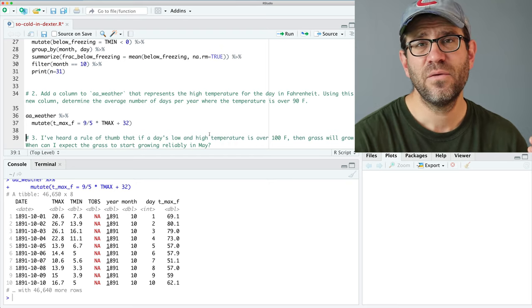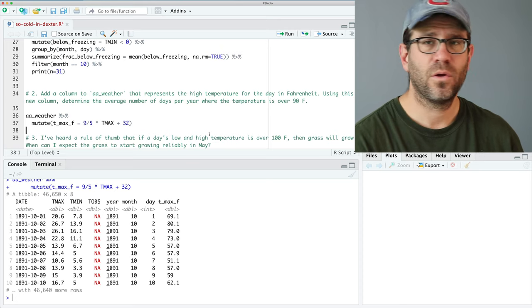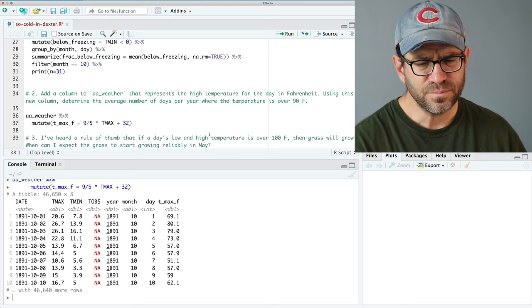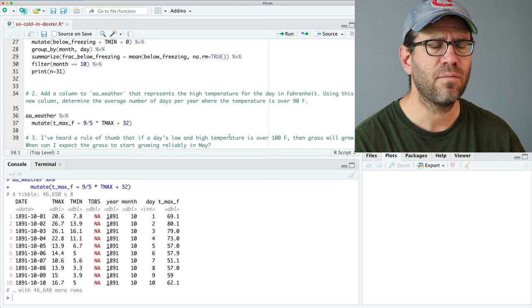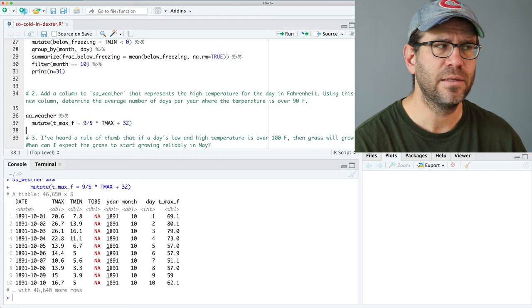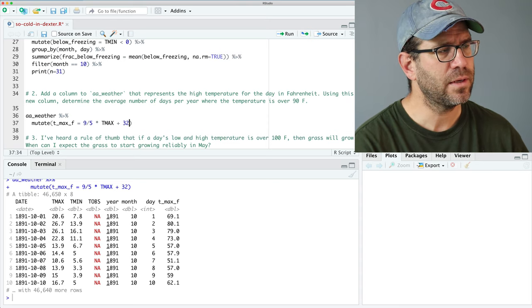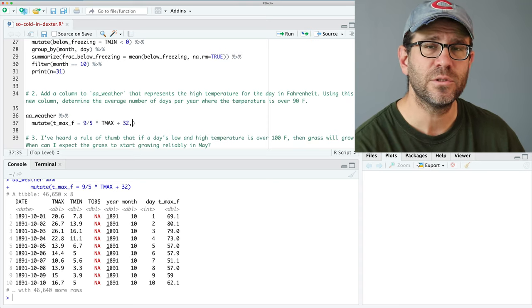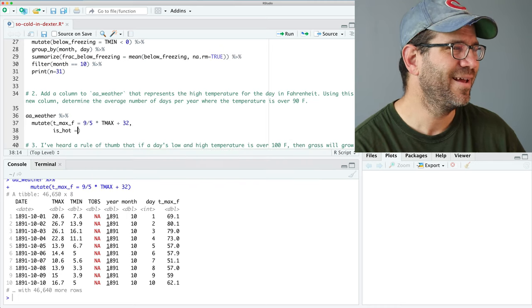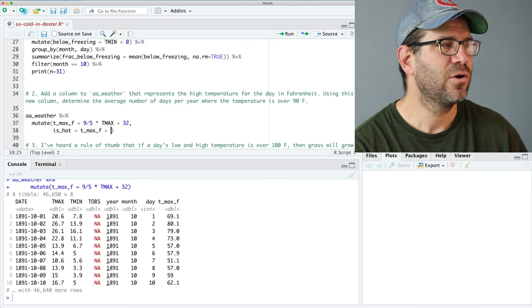But now I'm gonna do very much what I had done before with group by and summarize. Now I wanna know for each year, what is the probability of having a temperature greater than 90 degrees? And so I'm gonna create another column here, which I'll just call is hot, because that's hot for me. So we'll say is hot, and we'll say T max F greater than 90.